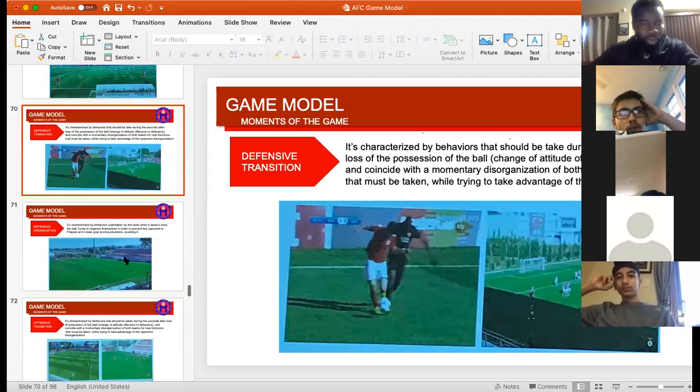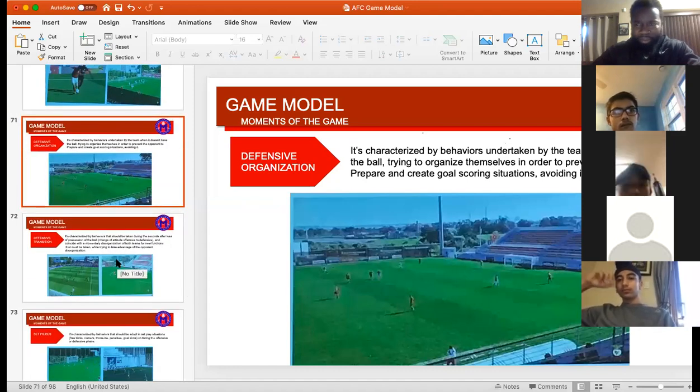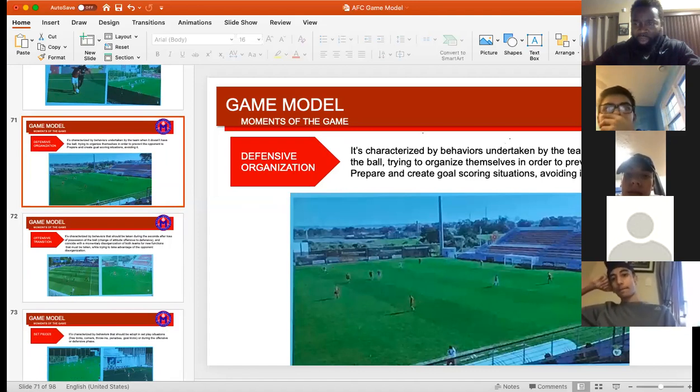Right. So, backing over here again, defensive organization, same thing we just did above. It is the behavior taken by the team when it does not have the ball, trying to organize themselves in order to prevent the opponent from preparing and creating a goal scoring situation.